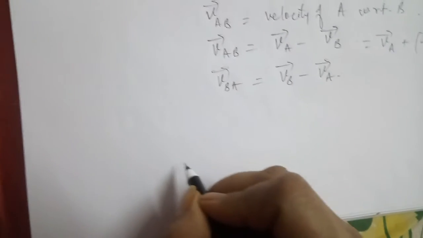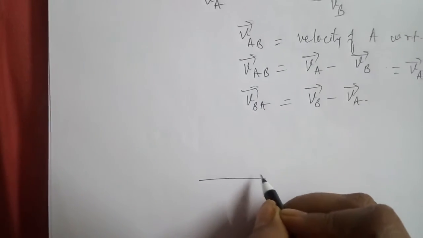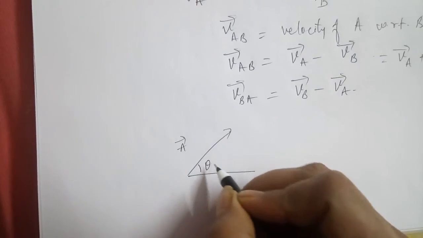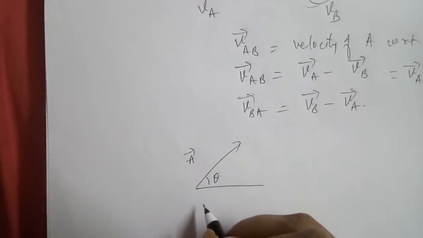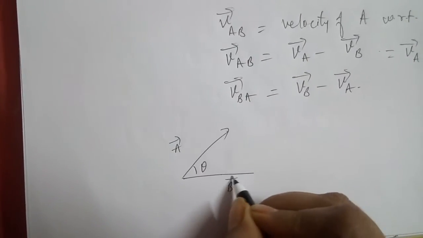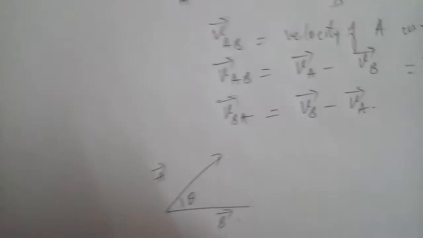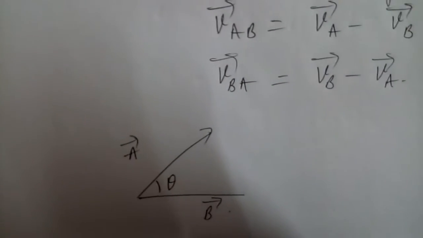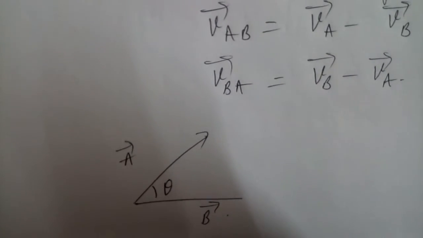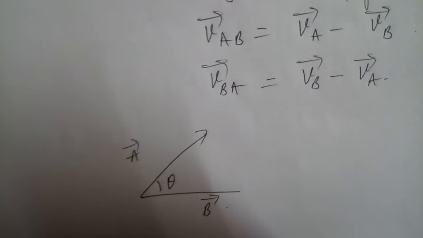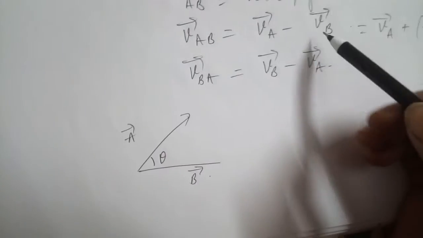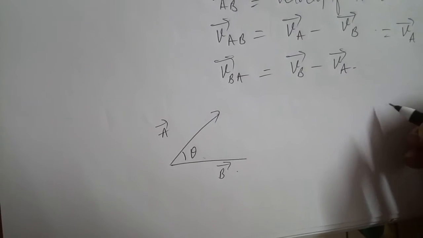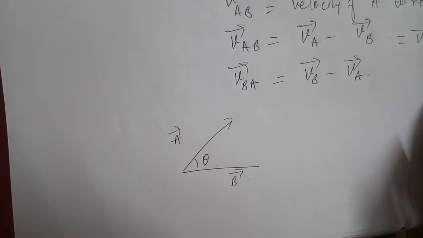Let us assume we have one vector, A vector, and this is theta, and we have B vector. They are making an angle theta with each other. Now what exactly do we need to find out? We need to find the magnitude of the resultant velocity of these two vectors. If we have the relative velocity of A with respect to B, how can we represent this picture? We can represent it in this form.